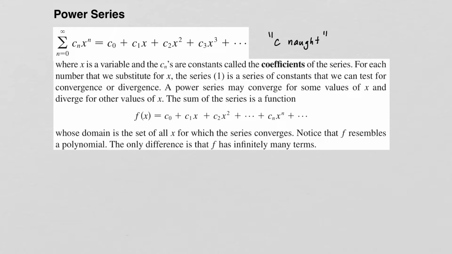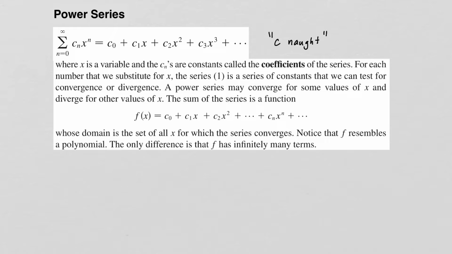And then when you plug in n equals 1, you get C1 times x to the 1. N equals 2 gives us C2 times x squared, and so on. X is a variable, and the Cn's are constants called the coefficients of the series. And you can see that because the C's are the numbers in front of the variable x, which we call coefficients.